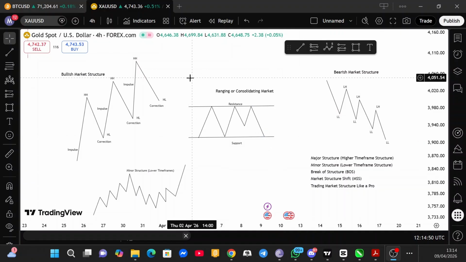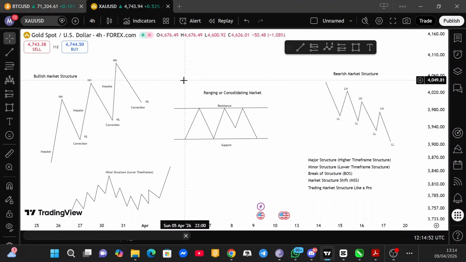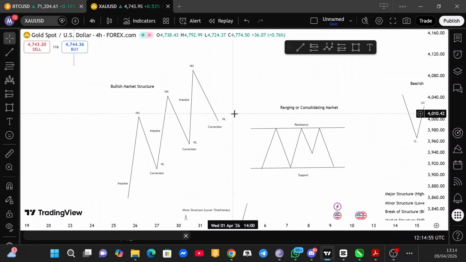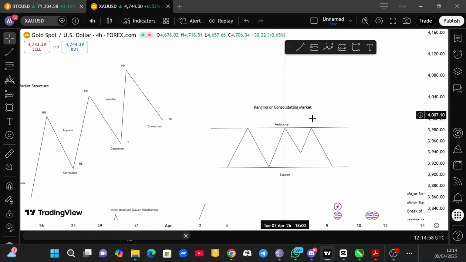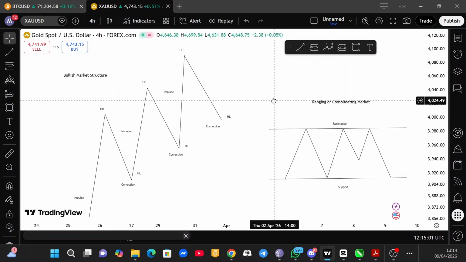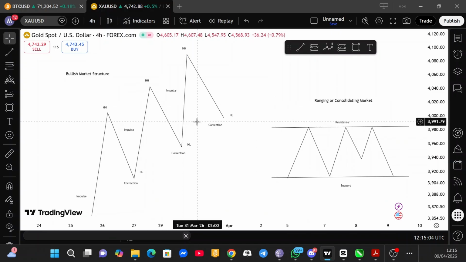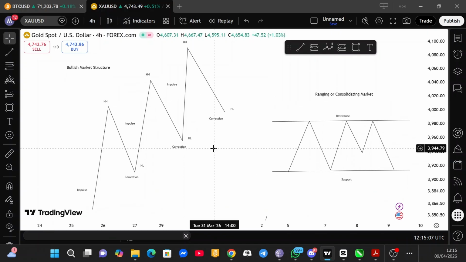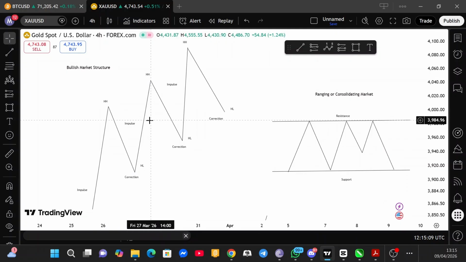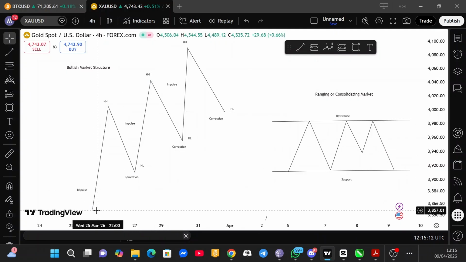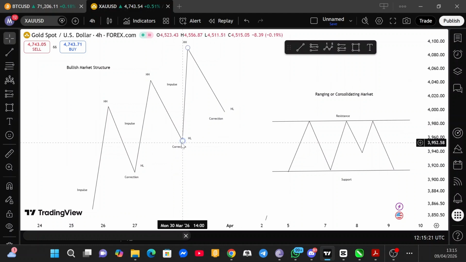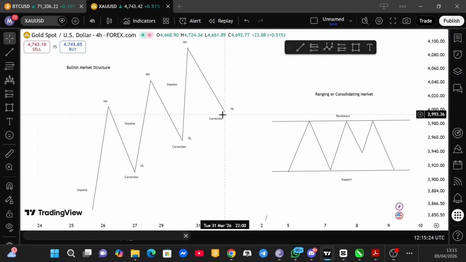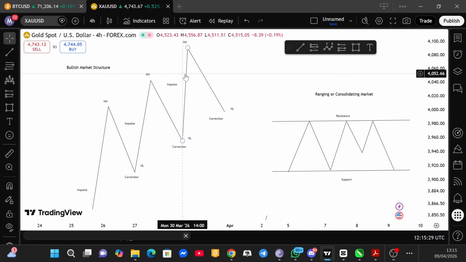Now, we're going to begin from the bullish market structure. When we say the market is bullish, we simply mean that the market is pushing to the upside and is creating what we call higher highs and higher lows. This is a clear example of a bullish market structure. We see the market move impulsively, the impulse, and then we see a correction. We see impulse and we see correction. This is what we call the correction phase, while this is what we call the impulse phase.